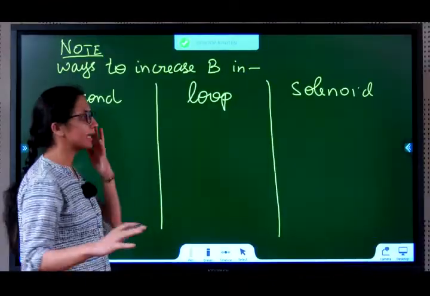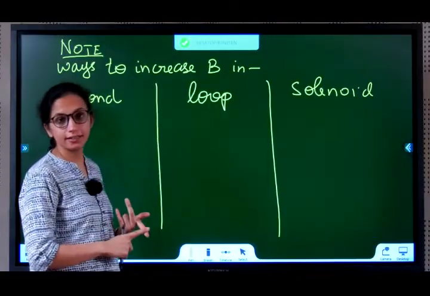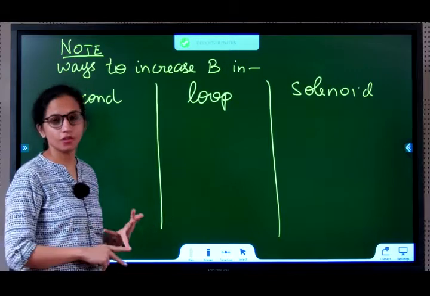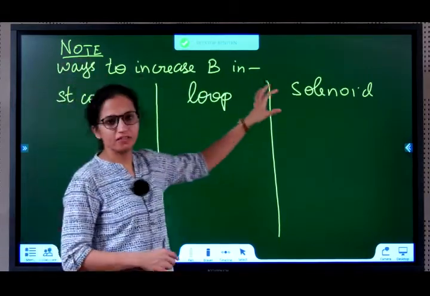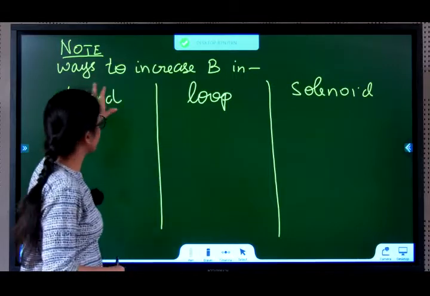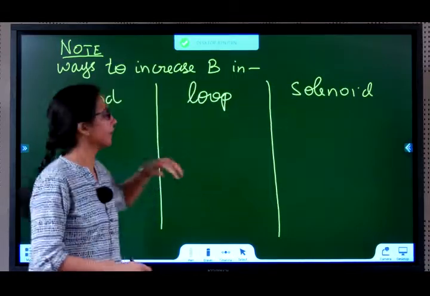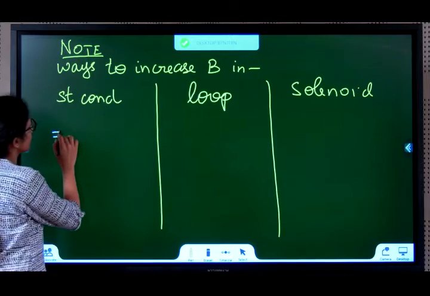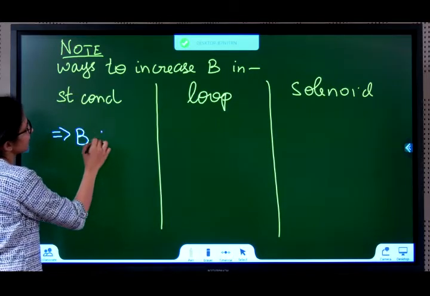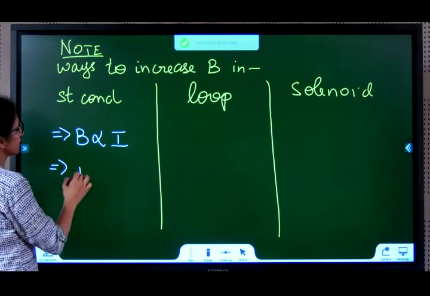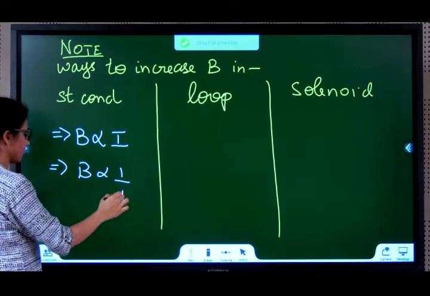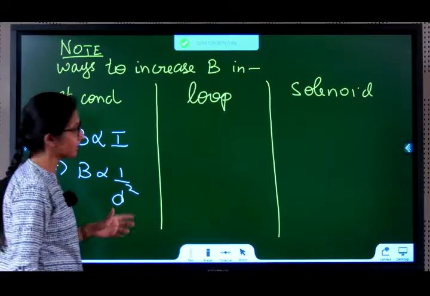So we have learned 3 cases until now: straight current carrying conductor, circular loop and solenoid. So let's summarize ways to increase the magnetic field strength in a straight conductor, circular loop and a solenoid. In a straight conductor, how do we increase it? B is directly proportional to I, and also B is inversely proportional to d square. As you increase the distance, magnetic field strength decreases.